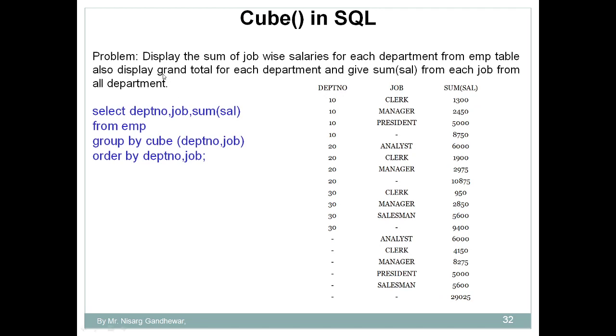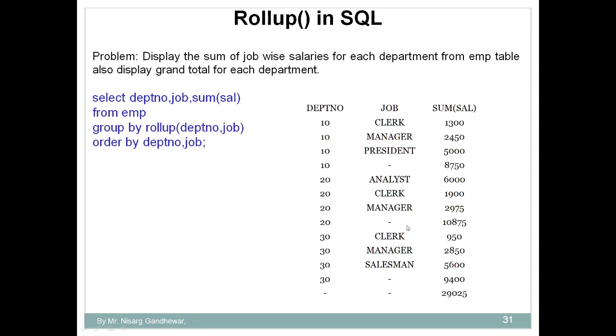Okay, now again I will do a small change in the problem statement. So what change I will do? Display the sum of job wise salary for each department from employee table. This is the problem statement that we discussed, problem 1. Then this is for second. Display the grand total for each department, and also give sum of salary for each job from all department. That means this is a rollup function I use over here.